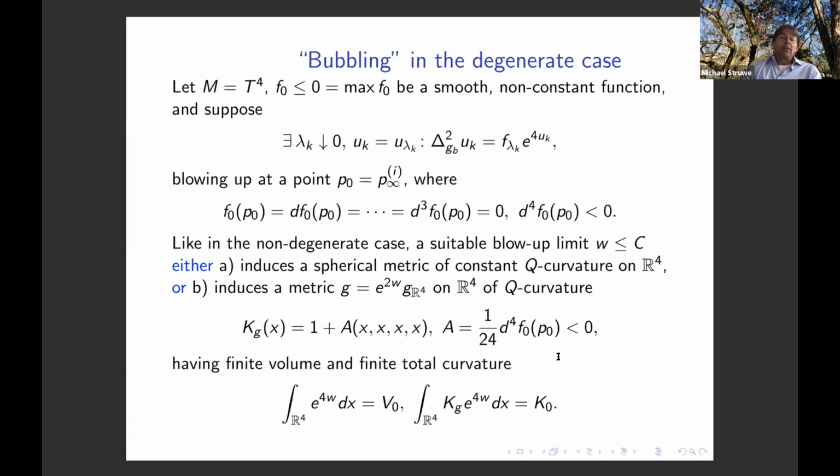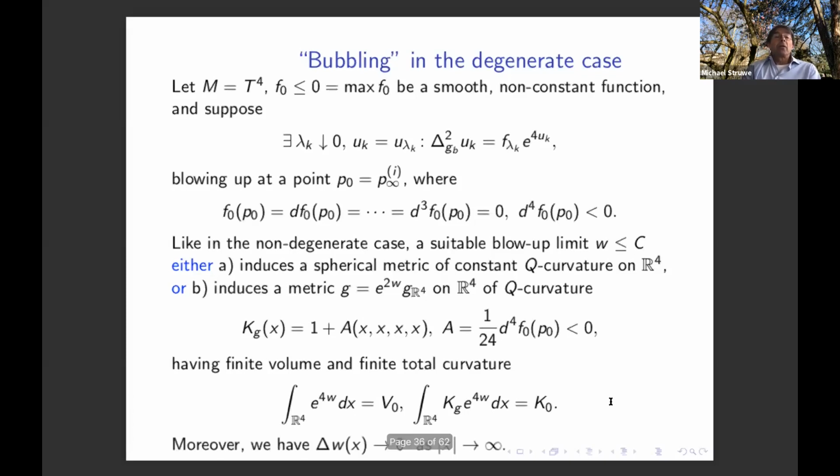And as in the two-dimensional case, the blow-up metrics always have finite volume and finite total curvature. So I'll denote the volume by V0 and the total curvature by K0. And now, just as in the two-dimensional case, I should not forget the asymptotic condition coming from my result with Frédéric Robert, the Laplacian of w tends to 0 at infinity.